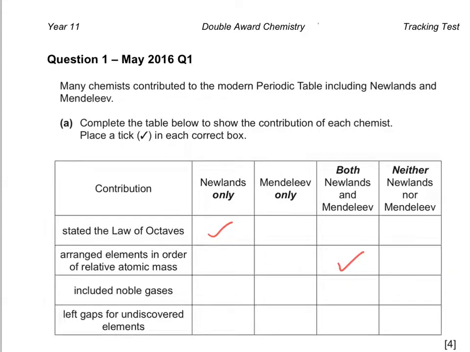So if you think, it was Newlands who came first with the law of octaves, Mendeleev developed it further, and then you have the modern periodic table. But Mendeleev did not even have the noble gases. They weren't discovered at that time. So this answer is neither Newlands nor Mendeleev. They were only introduced on the modern periodic table. And then finally, left gaps for undiscovered elements. That was the work of Mendeleev only. Newlands did not leave gaps for undiscovered elements, but Mendeleev did.